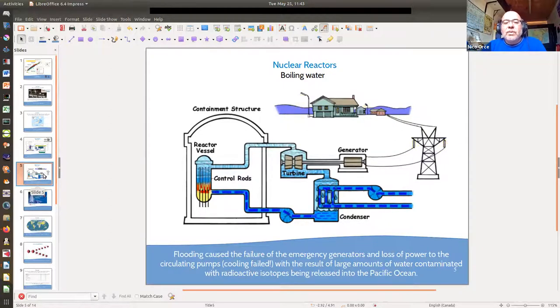So here we have how we boil the water. Basically, you boil the water, you make the turbine move, and that change in the magnetic field, according to Faraday's law of induction, creates an electric field, and this is the way electricity goes to the houses everywhere.